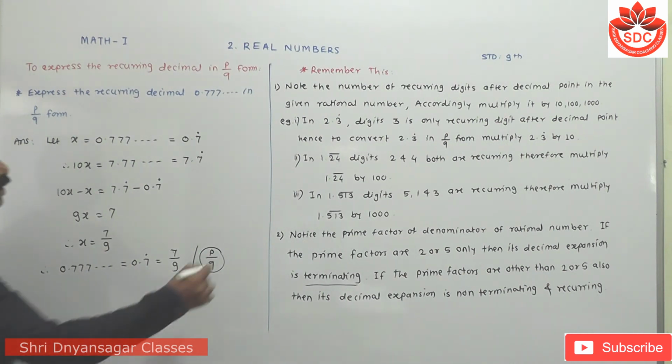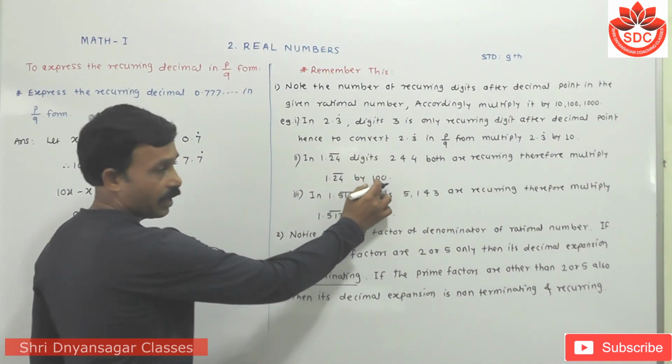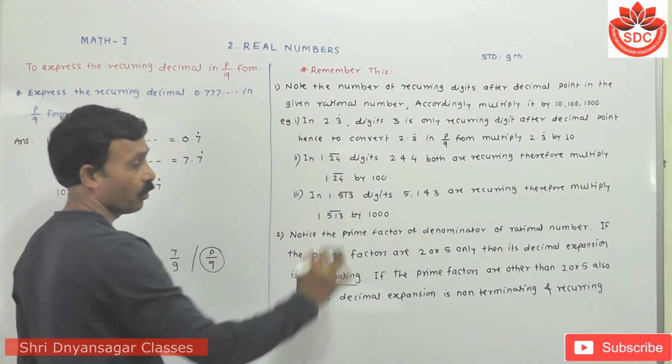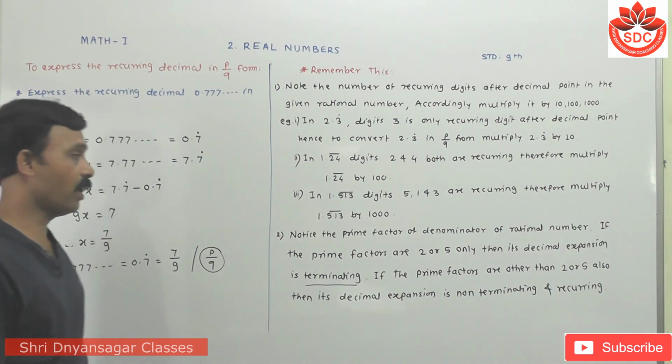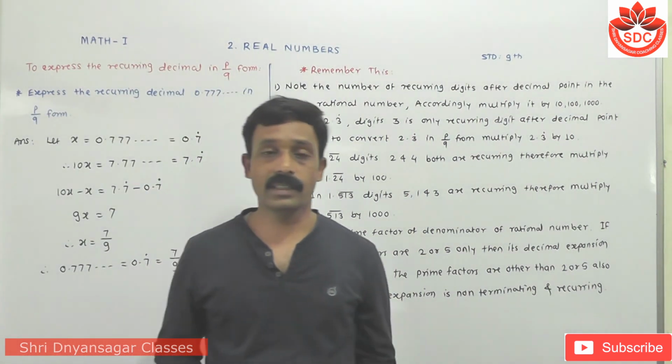Similarly, when there are 2 digits recurring, you have to multiply by 100. If 3 digits are recurring, then you have to multiply by 1000. Okay, can you understand this? We will see the practice set in the next lecture.